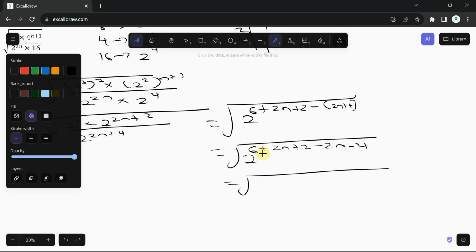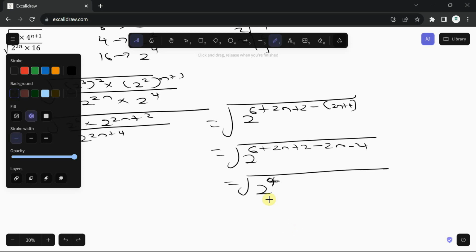Great. So we can resolve this and say this is square root of 2 raised to the power of 6 minus 4, that's 2 raised to the power of 2. Oh, 6 plus 2, that is 8, minus 4, that is 4. So this will be 2 raised to the power of 4. Right. Plus 2n minus 2n, that will be 0. So really, this is what we have here. We have 2 raised to the power of 4.